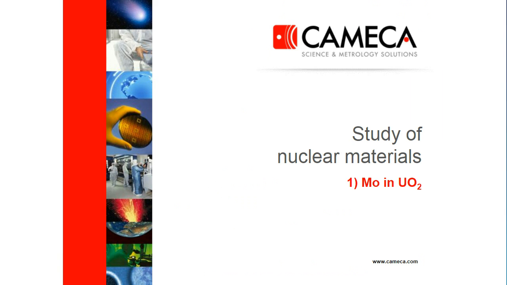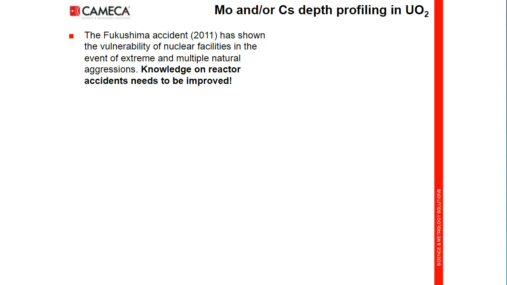This first set of data focuses on the study of molybdenum in uranium dioxide. The Fukushima accident has revealed the vulnerability of nuclear facilities and has shown how important it is to better understand the mechanisms that occur during a reactor accident.